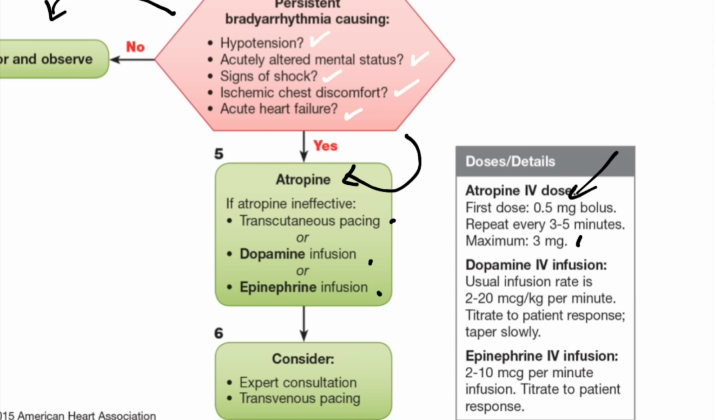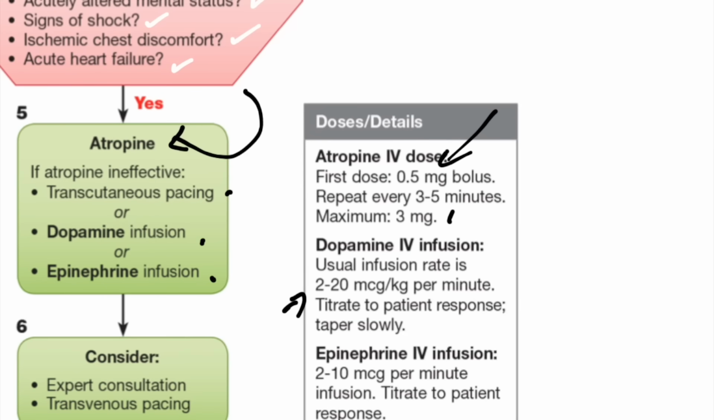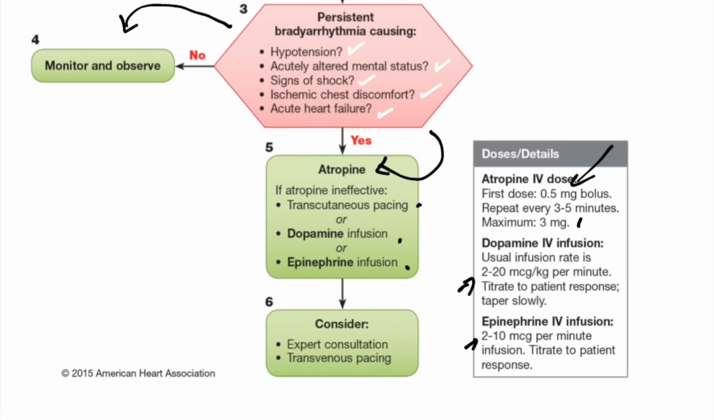Both dopamine and epinephrine are going to be given via infusion, and the doses are over here. Dopamine is going to be 2 to 20 micrograms per kilogram per minute. It's a weight-based infusion. And then epinephrine is 2 to 10 micrograms per minute. It's not weight-based. And then, of course, if none of that works, you're going to want to get on the horn and consider talking to a physician or a cardiologist and get some expert consultation. And this patient may be a candidate for transvenous pacing.